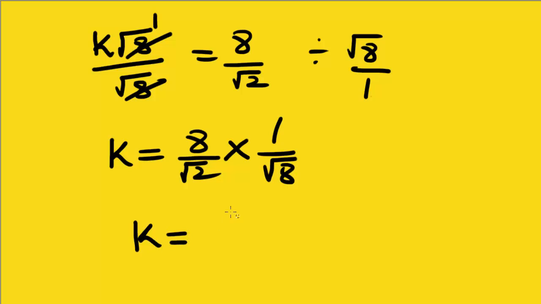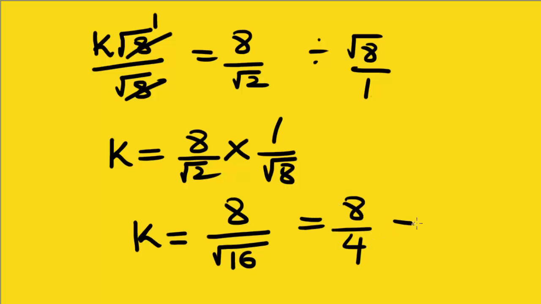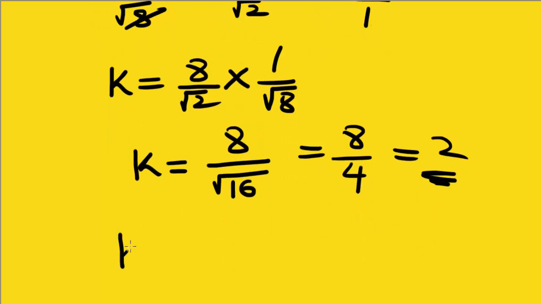So finally, you have 8 times 1, which is 8, divided by root 2 times root 8, which is root 2 times 8, which is root 16, and root 16 is 4. 8 over 4 is 2, and that's your answer. That's what k is. So k is the subject of the formula now because we have k equals 2.